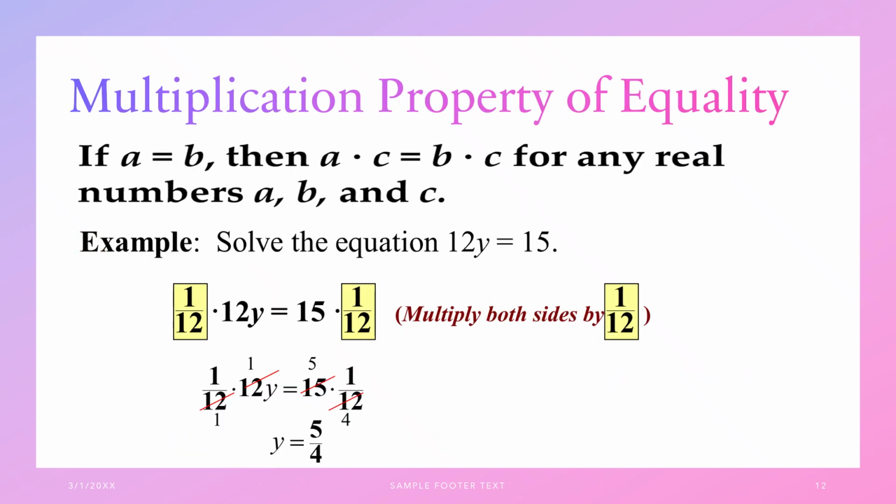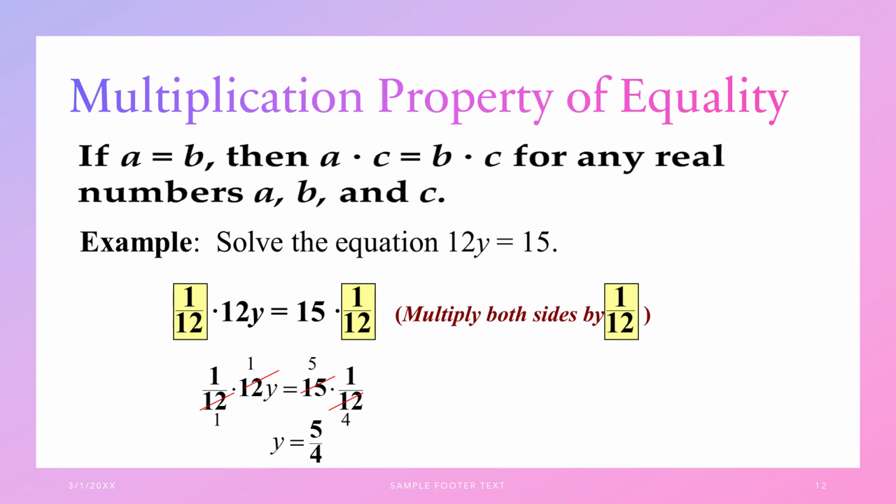Okay, so for the multiplication property of equality: if A equals B, then A times C equals B times C, for any variables A, B, C. So let's solve the problem.